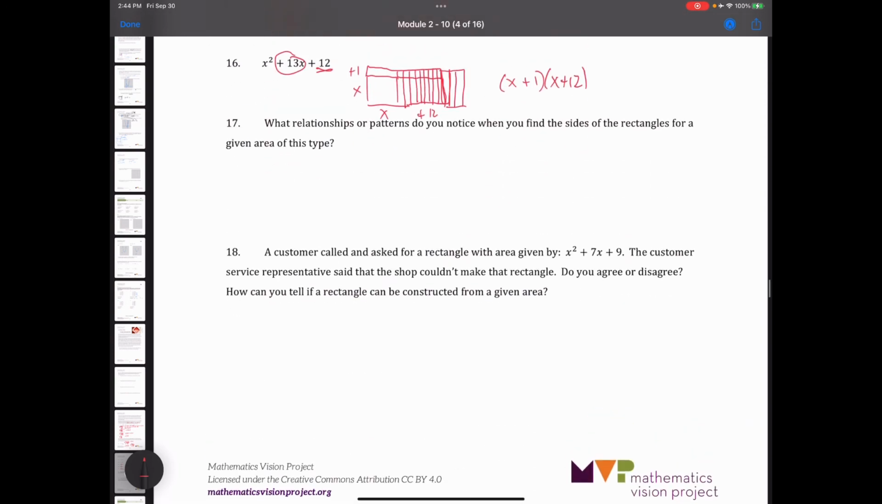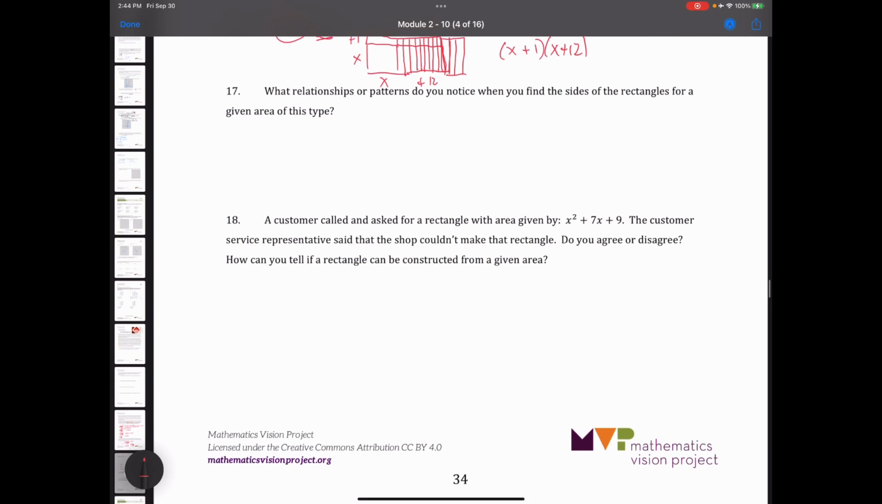So finally, the last two questions were here before our RSG. Question 17 says, what relationship or patterns do you notice when you find the sides of the rectangle for a given area of this type? Now what we should have noticed is, let's say that this is in the standard form of ax squared plus bx plus c, that's the standard quadratic form. What we should have noticed is that the factors of c will add to b. Okay, that's how we have to factor this. So we would say things that multiply to c add to b. That's kind of another way we could say it.